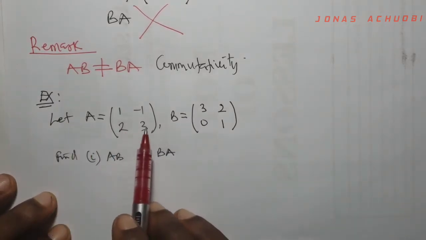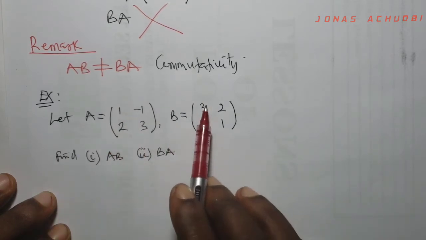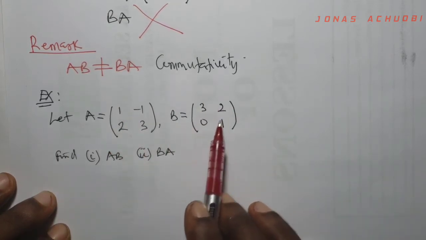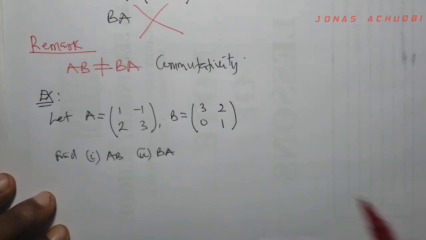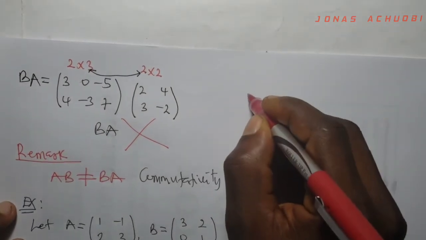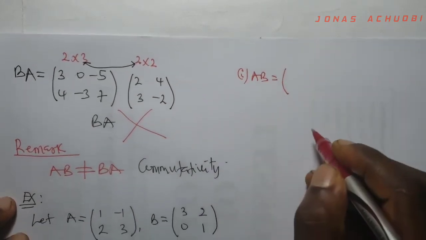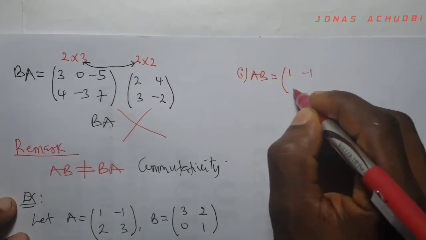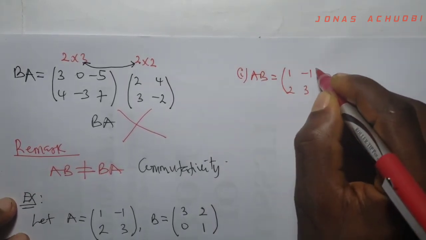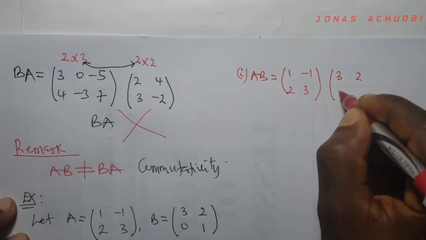A is a 2 by 2 matrix with the entries 1, -1, 2, 3. B has the entries 3, 2, 0, and 1. They are both 2 by 2 matrices. So we want to find AB and also BA. So let's see what happens. So I want to find AB. So AB means you write A first, 1, -1, 2, and 3. I keep a little space and write matrix B, 3, 2, 0, 1.